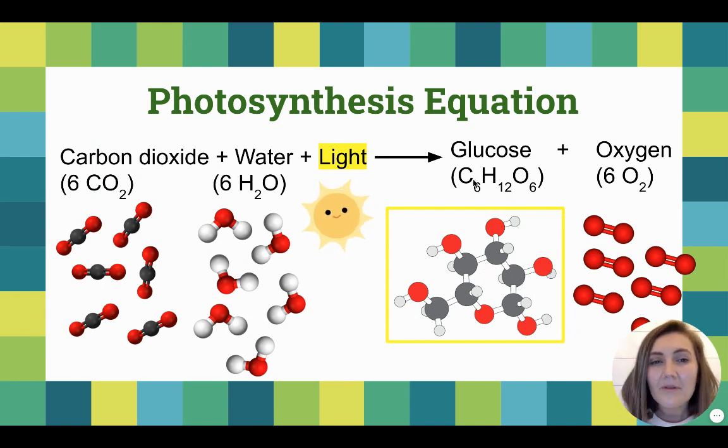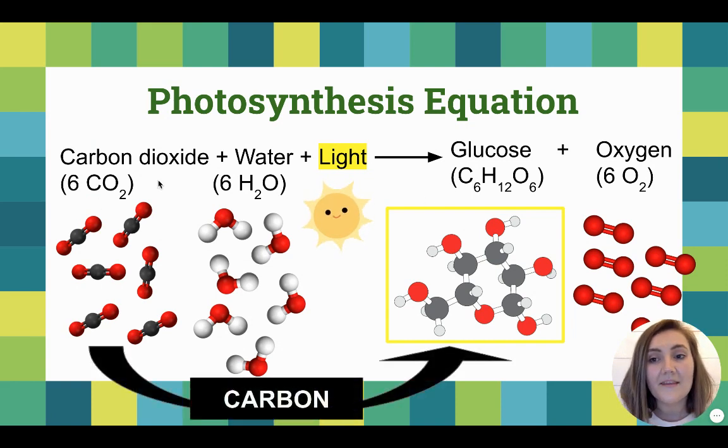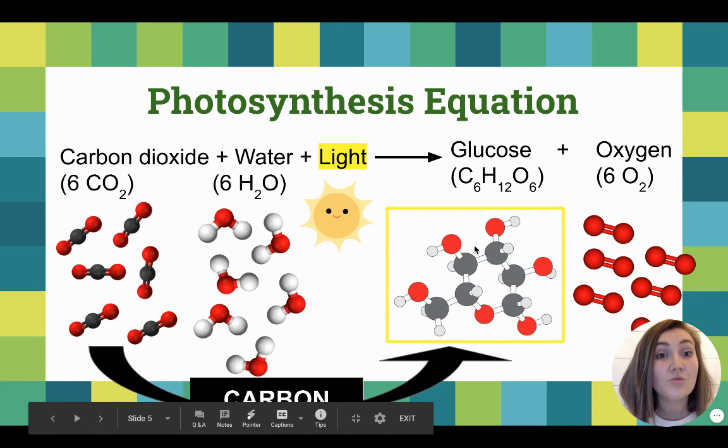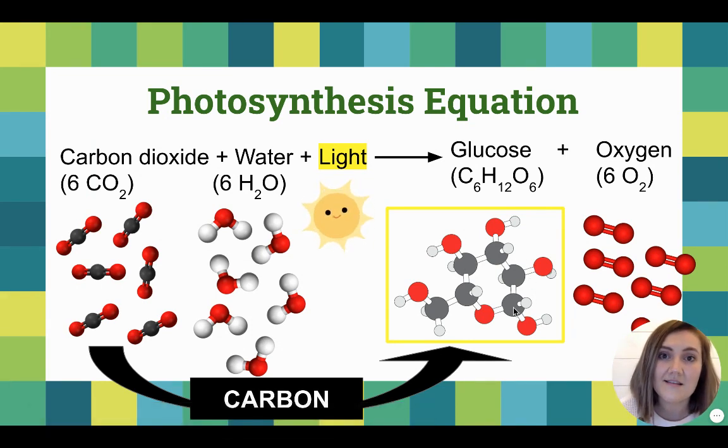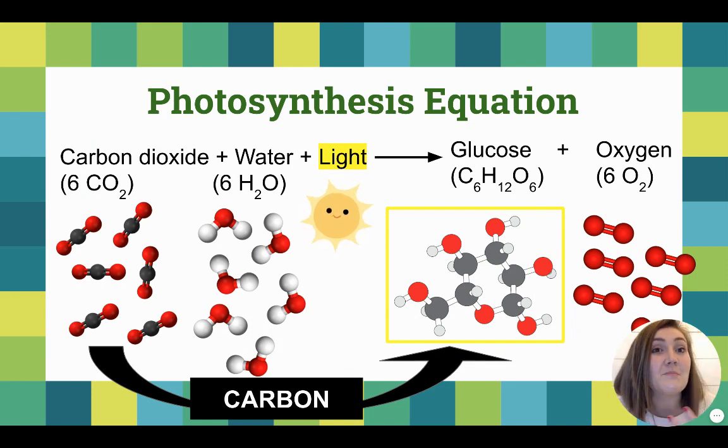But where did we get this carbon from? Where did the carbon come from? Well, carbon came from the carbon dioxide molecules. Remember these gray things right here? Those are carbon molecules, and they are now being used to build the molecule glucose. So photosynthesis is building a molecule. In cell respiration, you're actually breaking down glucose to release that energy from the bonds.